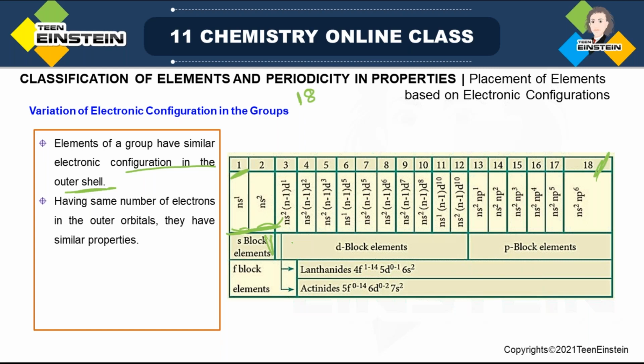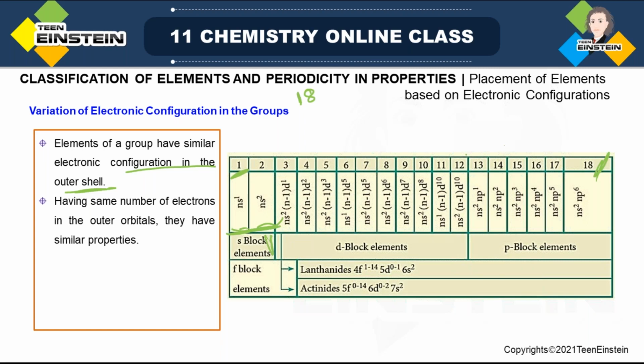What is the electronic configuration? 2s1, 3s1, 4s1. Then ns2, that is group 2. Remember magnesium, calcium: 3s2, 4s2. So they have the same type of properties, that is magnesium, beryllium, calcium, they will have some similarity in their properties.